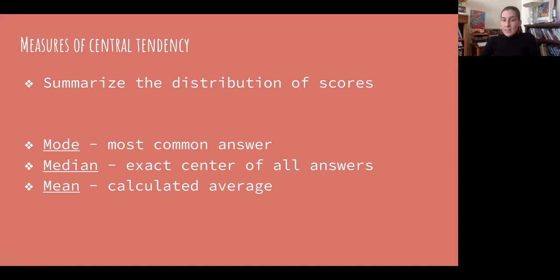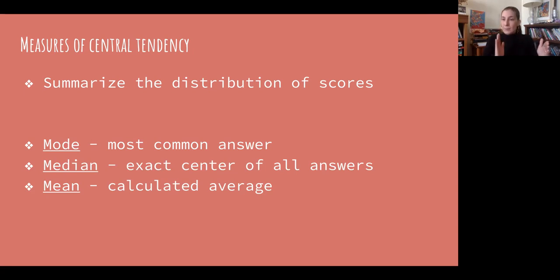Write these down, take a minute to jot this down, pause the video, whatever you need to do. The mode just says which bubble was the most filled out in this survey. We know that can tell us some things, but it's a little bit limited in what it can tell us. That's the mode. The median is if I lined up all the answers, right?